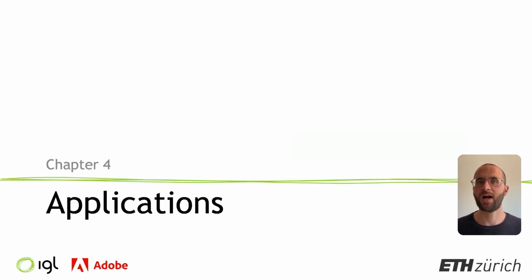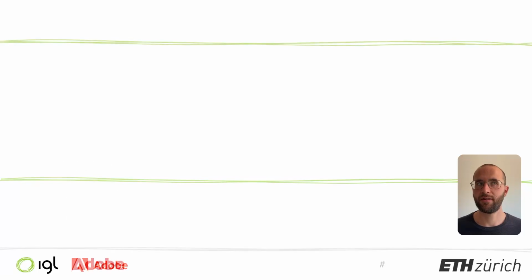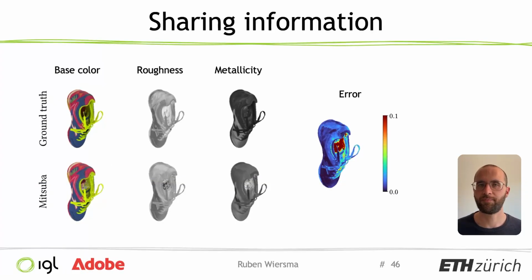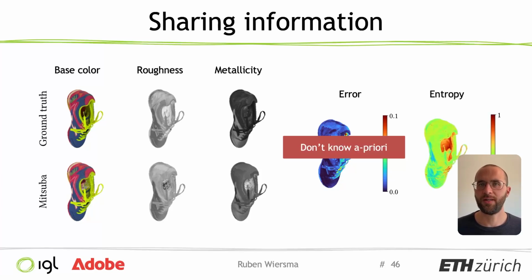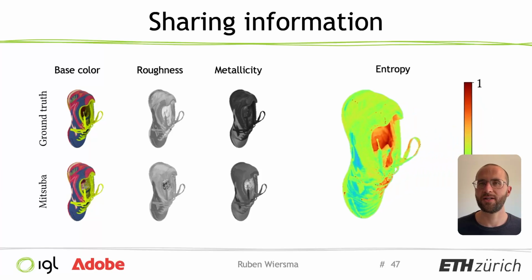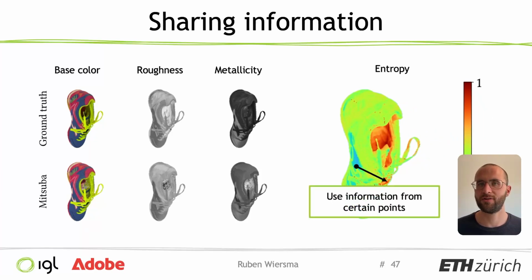Finally, we also show how uncertainty can be used in practice. First, by sharing information. For this shoe example, there are some erroneous regions on the side of the shoe and inside, but we don't really know where this error shows up beforehand. Luckily, we can use entropy. We take the most certain points and share information from these certain points to uncertain regions, using a match between the probability distributions. That means we compute KL divergence between these distributions, and that incorporates the uncertainty that we have about the materials.